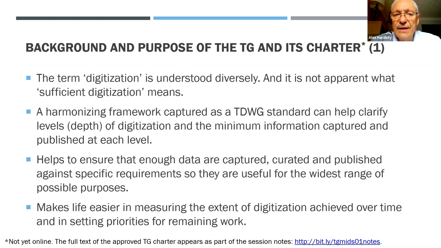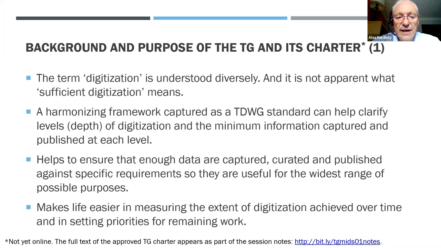And we also found that different people have different views about what sufficient digitization means. And we concluded during the course of our work that a harmonizing framework captured as a TDWG standard could help to clarify the levels or depth of digitization and the minimum information to be captured and published at each level. And that such a framework would help us to ensure that enough data are captured, curated, and published against specific requirements so that this data about specimens on the internet is useful for the widest possible range of purposes, both research and teaching and learning.